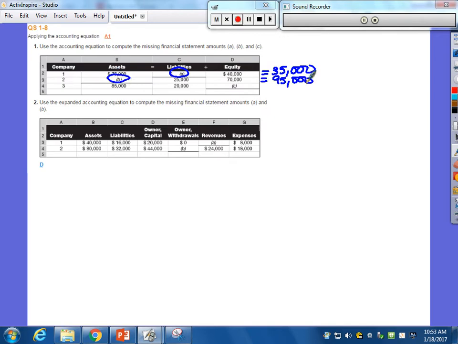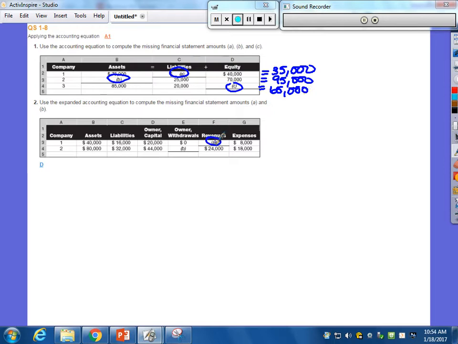Company three, you have assets of 85,000 and you have liabilities of 20,000, but we are searching for equity. And 20,000 subtracted from 85,000 is going to give us what? 65,000. So that is the amount of our equity. Number two, it says use the expanded accounting equation to compute the missing financial statement amounts. So company one, you're missing revenues.